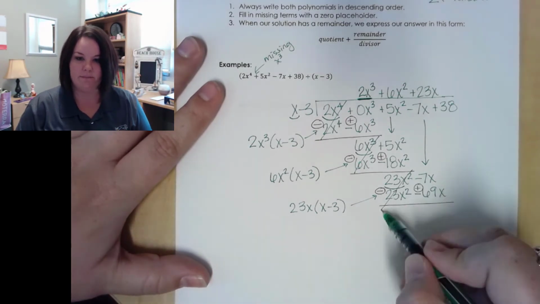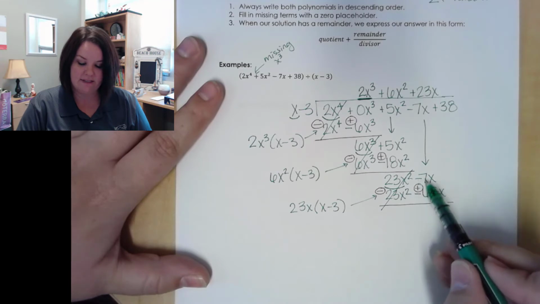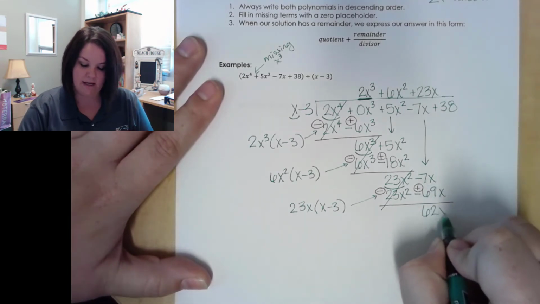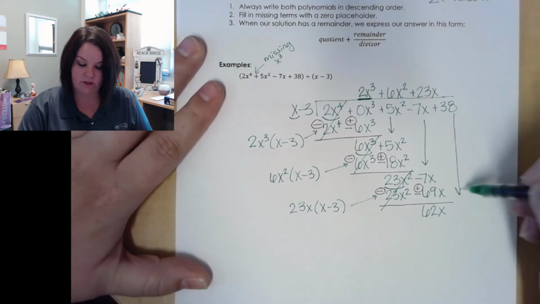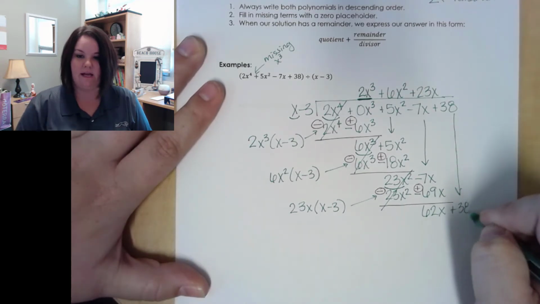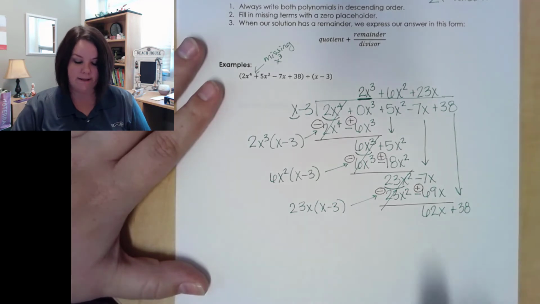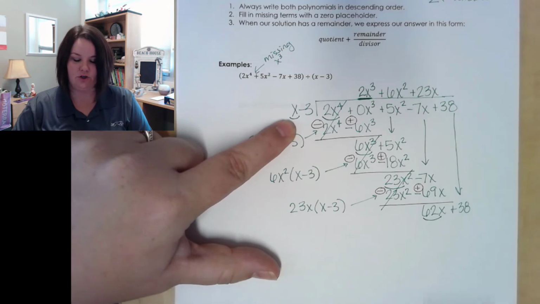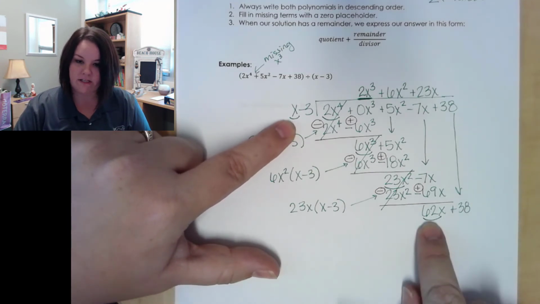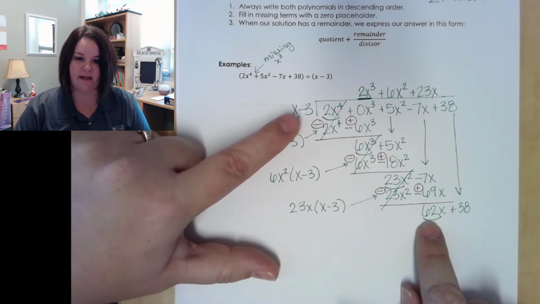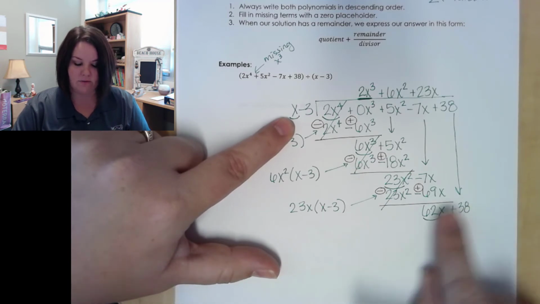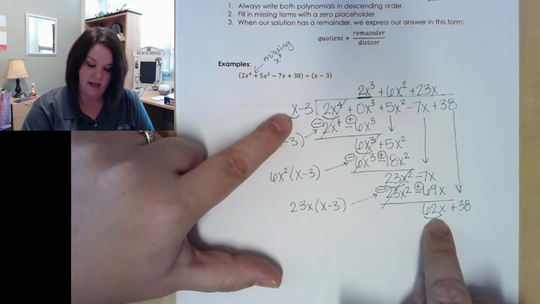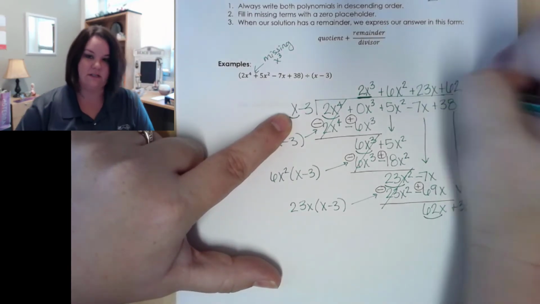My first two are now opposites, and I have a -7 and a +69, which leaves me with a +62x, and I have one more term to bring down, which is a +38. Okay, so one last time, what do I have to multiply x by to get 62x? Notice I'm always just trying to make my leading terms match. I don't care about this 38. I just want to make x look like 62x. So in this case, I need to go ahead and multiply by a +62.